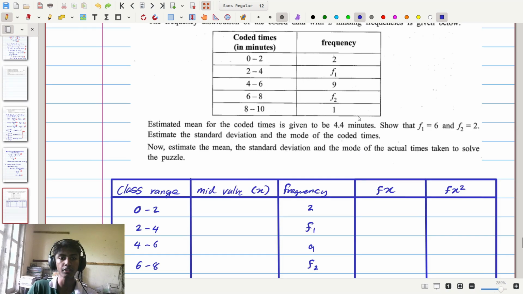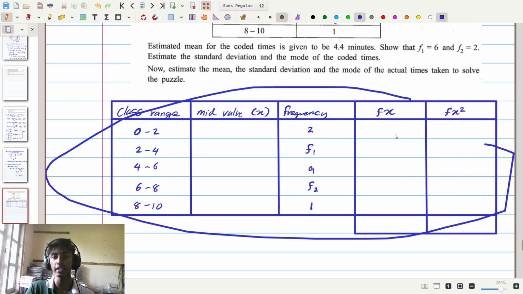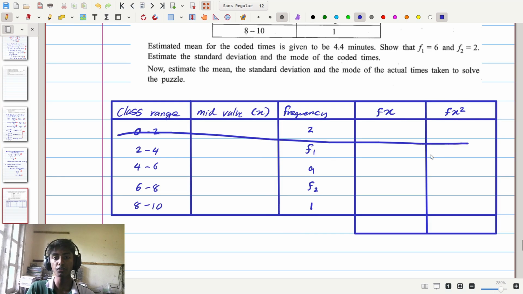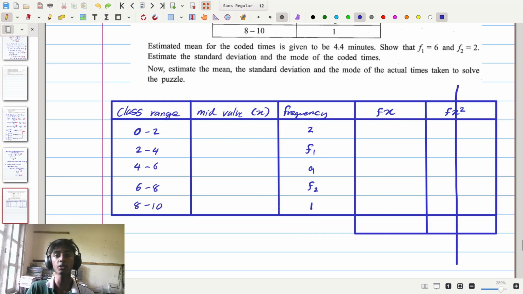Now to start with the question, let's go down and start filling in this table. In this table, we have the class range and frequency that are already known. What we don't know is the mid value, the value of fx and the value of fx squared for each of these, and also the total of fx and total of fx squared.